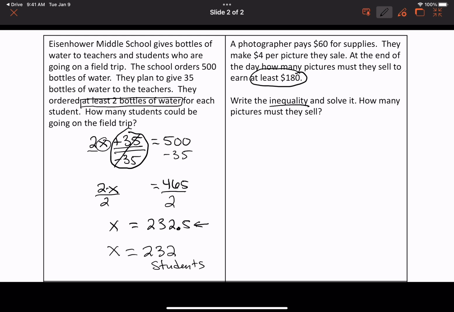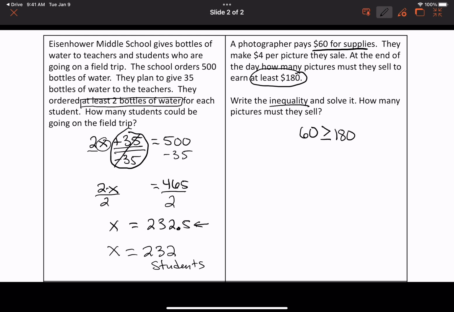So because we want to sell at least $180, that's the minimum amount we want to sell. So I can sell $180, that's fine. worth, or I can sell 181, 182, or 183. So basically, I can be anything bigger than or even equal to $180. Okay. We also see that we're going to be paying at least a minimum of $60 for supplies.